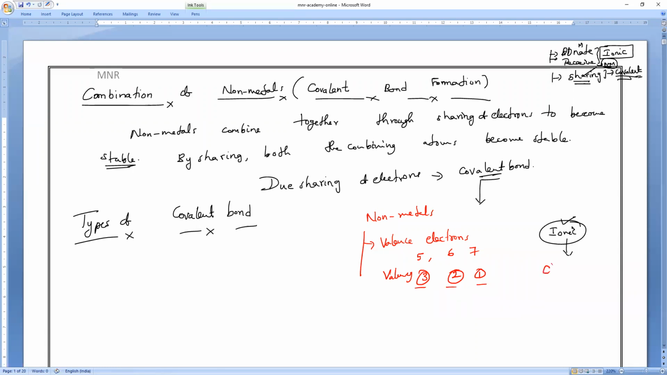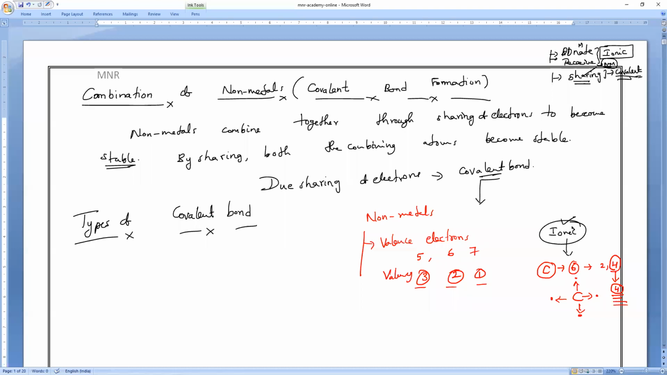If I take carbon, for example, what is the atomic number? 6. Electronic configuration is 2, 4. So to achieve the inert gas configuration, it wants to share all its 4 electrons. Am I right or wrong, everybody? It has 4 electrons in its valence shell, so it needs to become stable. Then it wants to share all the 4 electrons with four different atoms to attain stability. Of course, we'll discuss that.